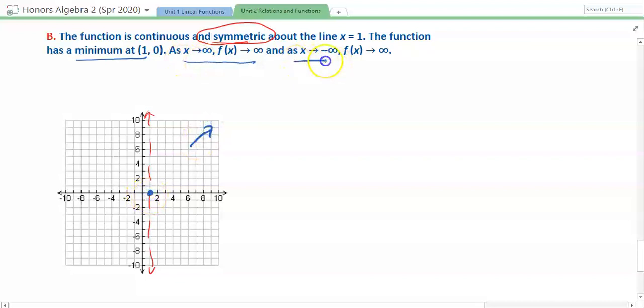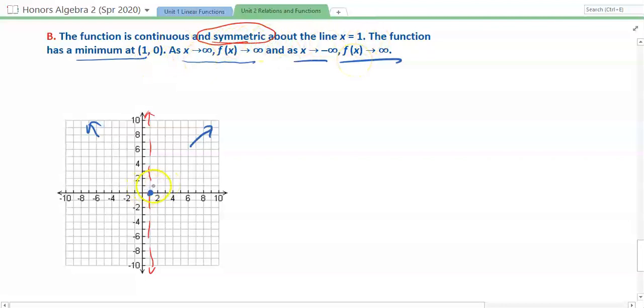And as x goes to negative infinity, y goes to negative infinity. So somehow it's getting up this direction. And so we're not told what we have to graph here. All we're told is that the function's continuous and symmetric, and then the end behaviors.